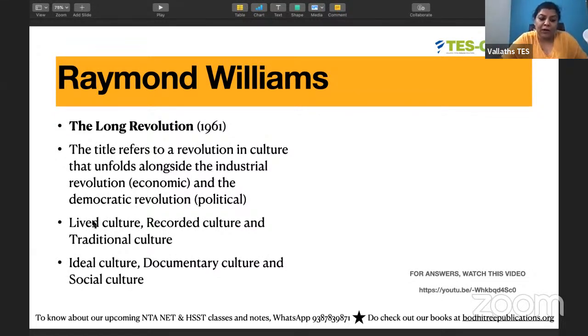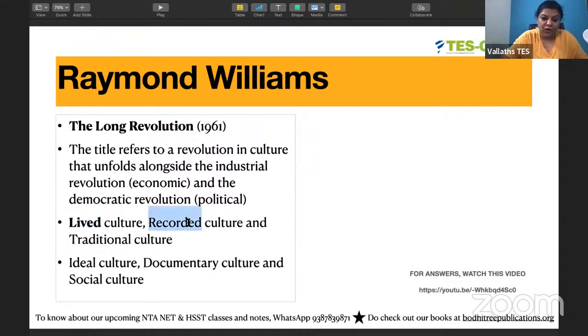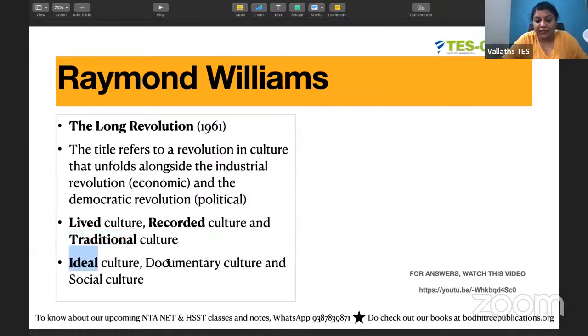Then he talked about lived culture, recorded culture, traditional culture. Lived culture is what we are living now. Recorded culture is how it is recorded in text. Traditional culture is what has been practiced for a long time. Ideal culture is perfect culture. Documentary culture is intellectual culture that is recorded in books. Social culture is what we live.